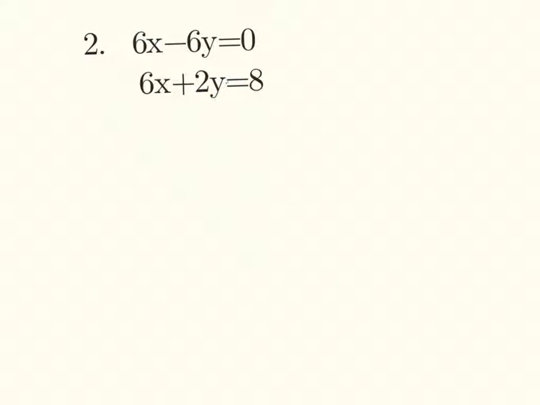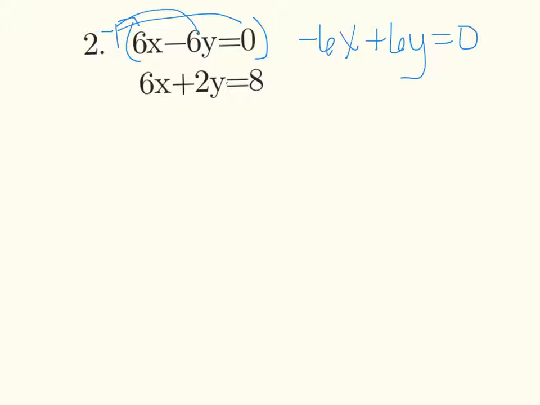But what you can do is manipulate your problem to where something will go away. If you notice, my x's are the same number, 6x and 6x. If one of these were negative, my x's would be eliminated. So I'm going to make one of them negative. In order to do that, I'm going to multiply by negative 1. It actually doesn't matter which one you do. So negative 1 times 6x is negative 6x. Negative 1 times 6y is a positive 6y. And negative 1 times 0 is 0. So I multiplied the top by negative 1. This one I'm not going to do anything with, so I'm just going to bring it down.